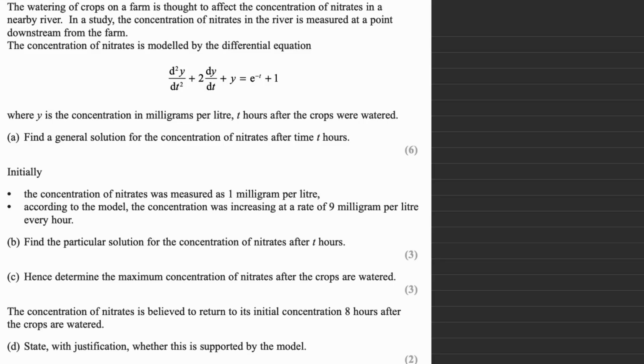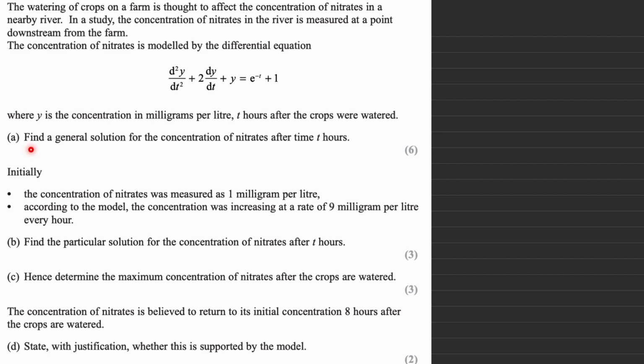Hi everybody. So here we've got a past exam question on modeling with differential equations. We're told that the watering of crops on a farm is thought to affect the concentration of nitrates in a nearby river. In a study, the concentration of nitrates in the river is measured at a point downstream from a farm, and the concentration of nitrates is modeled by this second-order differential equation, where Y is the concentration in milligrams per liter and T is the number of hours after the crops were watered.